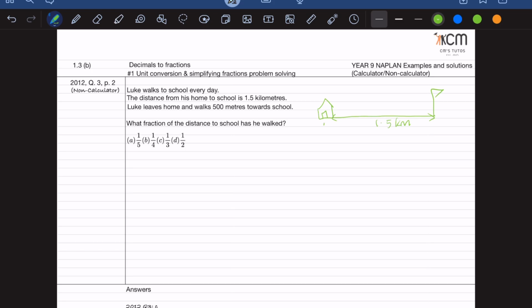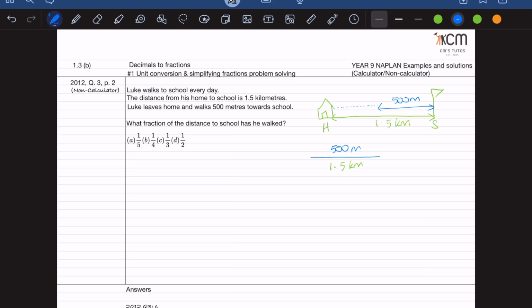Kilometers away. This is a home, this will be the school. So Luke leaves home and walks 500 meters towards school. We don't know what he did with this one, but when he is 500 meters away, he walked. What fraction of distance to school has he walked? So we know that he walked 500 meters out of 1.5 kilometers.